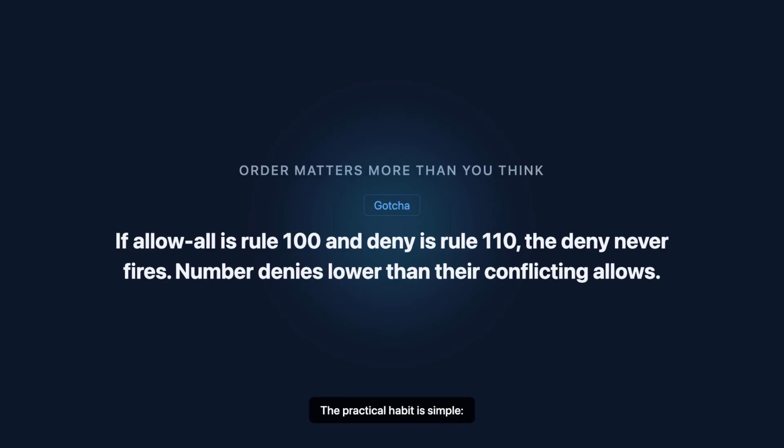The practical habit is simple. Number your specific deny rules first, then your broader allows. This ordering rule comes up regularly in scenario questions.